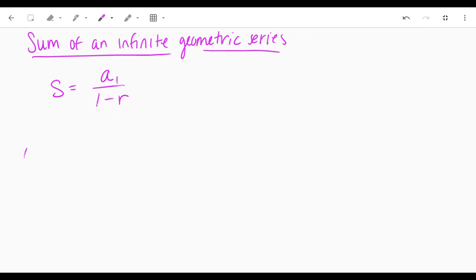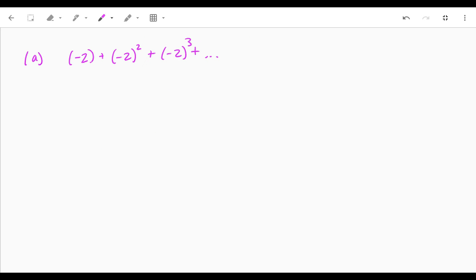So this one, they give us 2 examples. We have negative 2 plus negative 2 squared plus negative 2 cubed, and so on. And then we have the summation from 1 to infinity of negative 2/3 to the I. All right, so in our first example here, the first term is negative 2, and the ratio between terms is actually also negative 2.